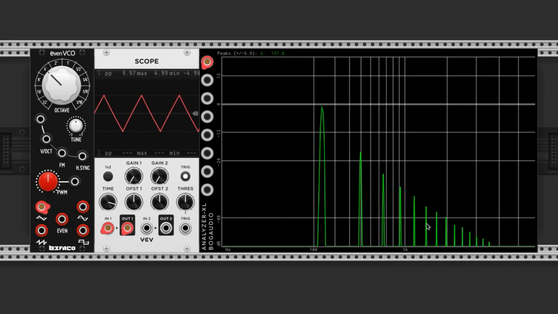Triangle waves have harmonics just like square waves, however, they reduce in amplitude the further away from the fundamental tone they are. It's smoother than the square wave, but not as smooth as the sine wave. Triangle waves are commonly described as sounding bright.